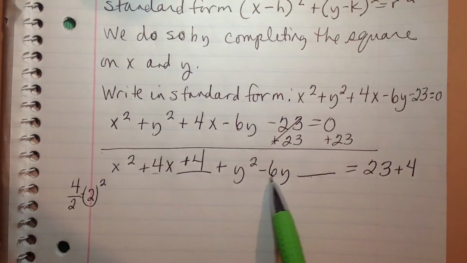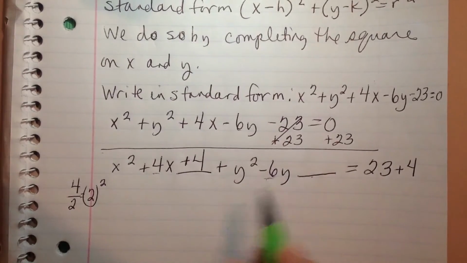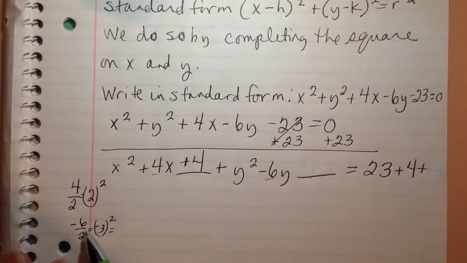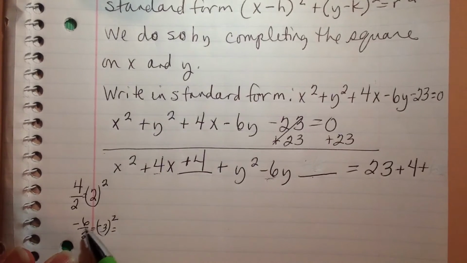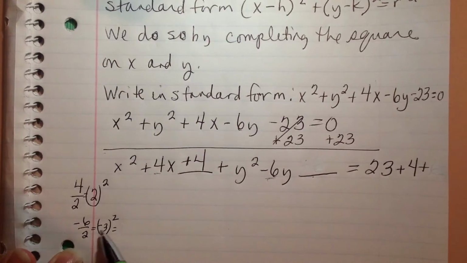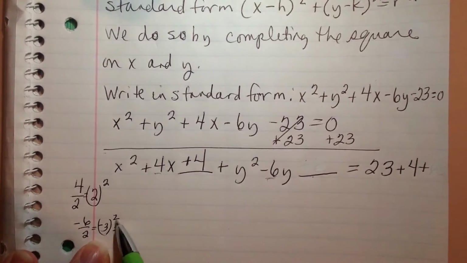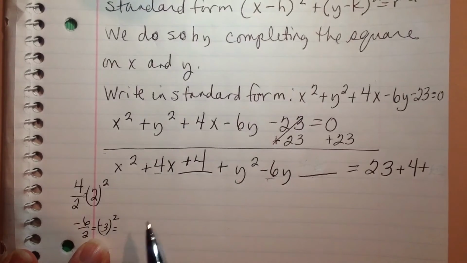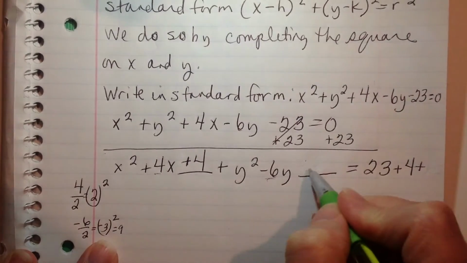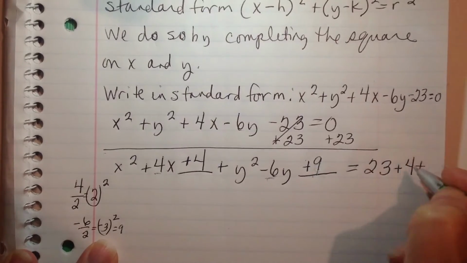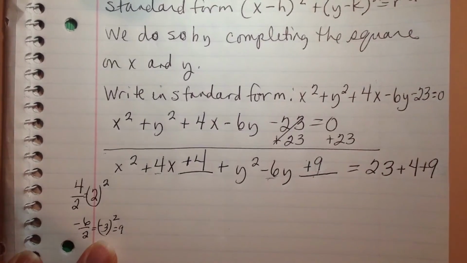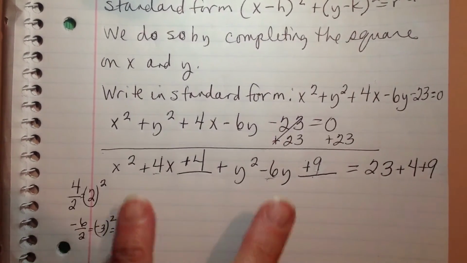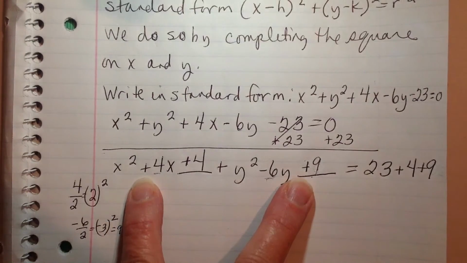Okay? So let's fill in the blank here. Looking at our coefficient of y, it is negative 6. So I'll take half of negative 6. Negative 6 divided by 2 is negative 3. I will take negative 3 and square it. Negative 3 times negative 3 is positive 9. So I will add 9 to both sides. Now what I have formed is perfect square trinomials.